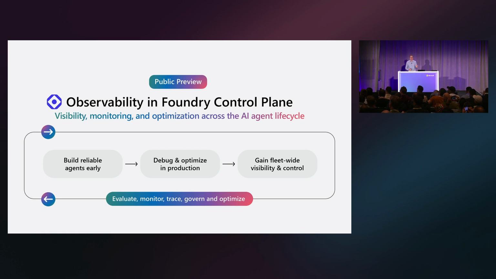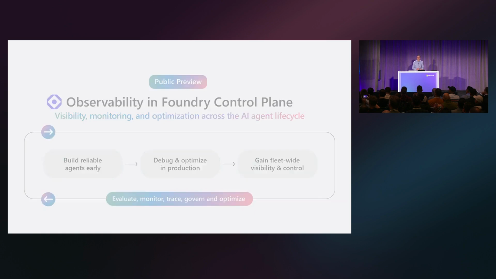It starts with building reliable agents early with out-of-the-box evaluations, tracing for debugging in the agent playground. As you transition to code, you then incorporate these capabilities into your CI/CD workflows. And finally, as you get to production, you get fleet-wide visibility and control.